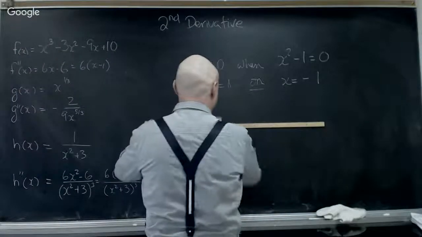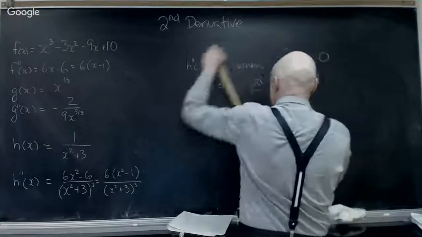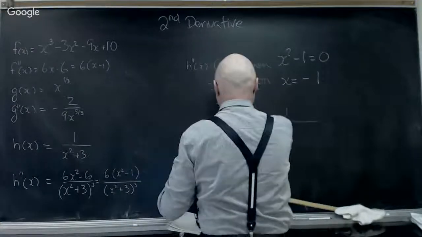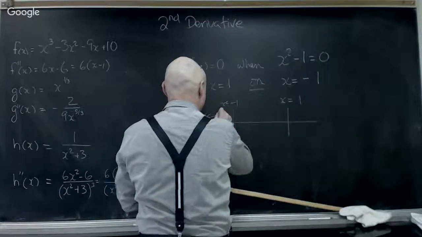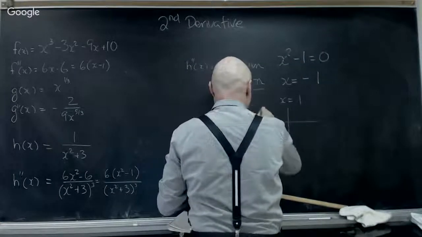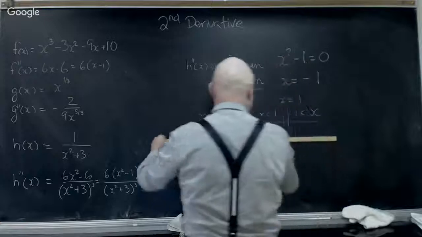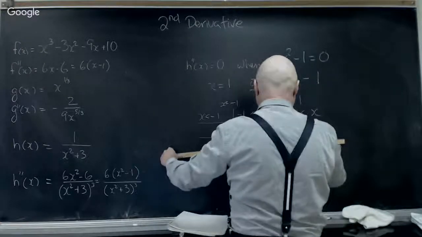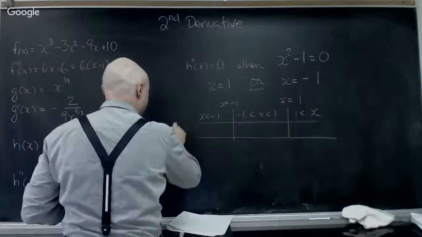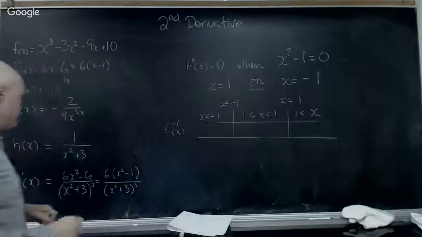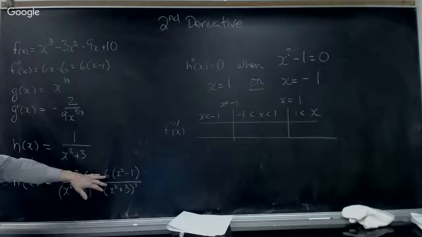All right. So exciting things happen when x is equal to -1 and when x is equal to 1. And so when x is less than -1, something's going to be happening. When x is between -1 and 1, there might be something different. And when x is greater than 1, there might be something different again. So here we go. Interval table galore. Okay. So let's figure out what the sign of the second derivative is.